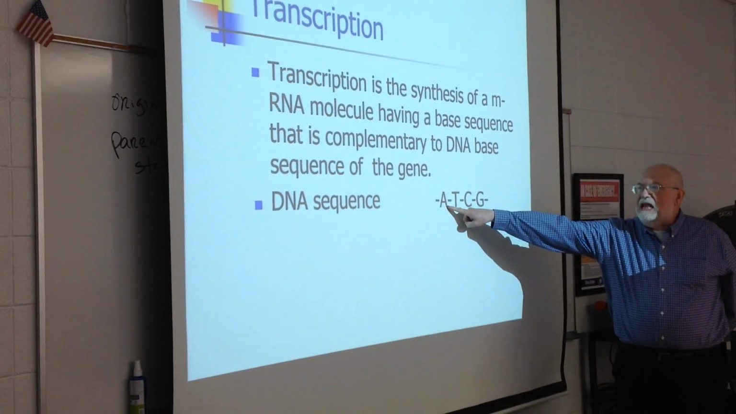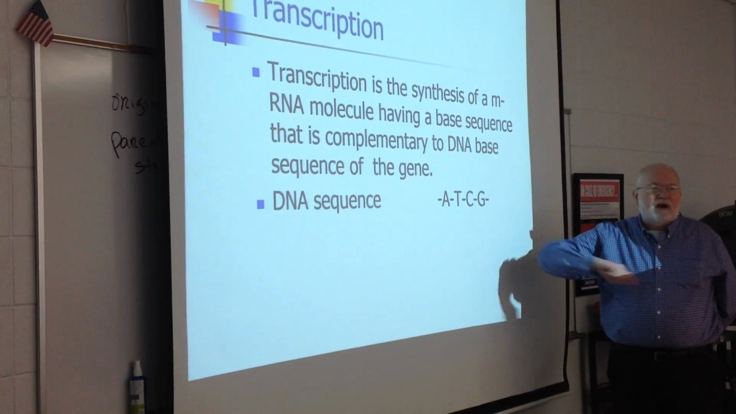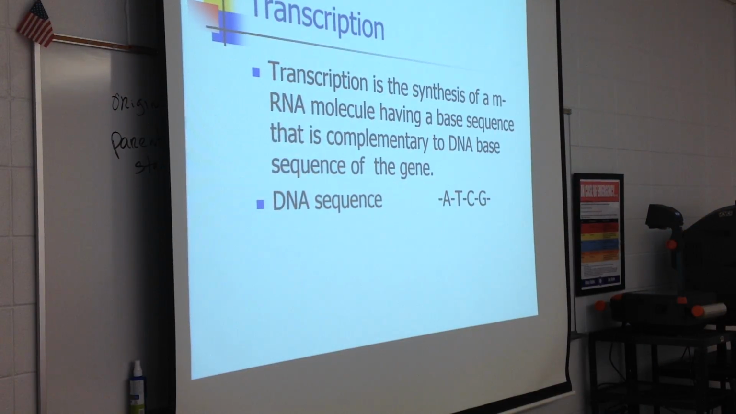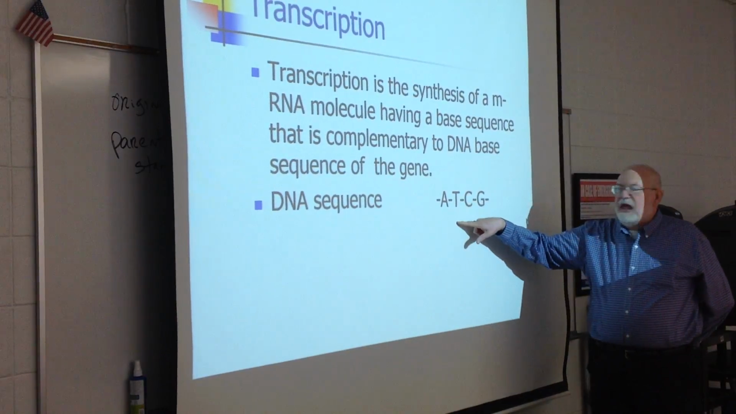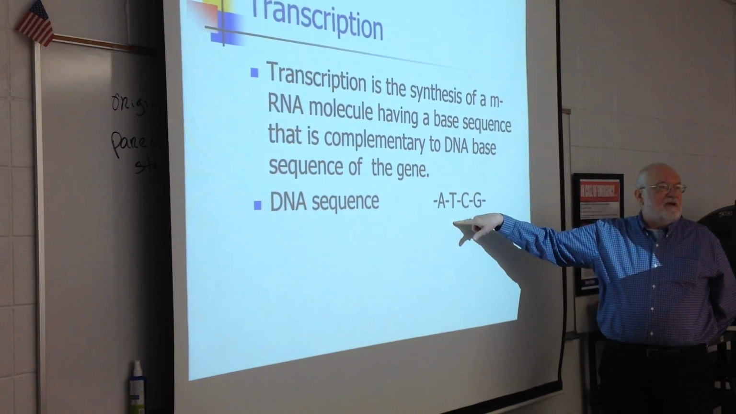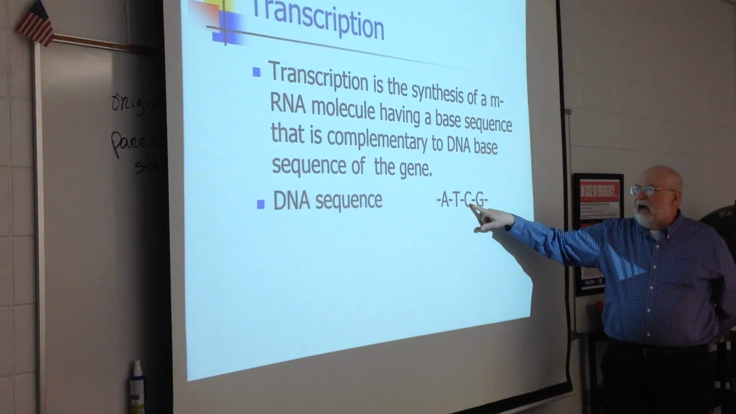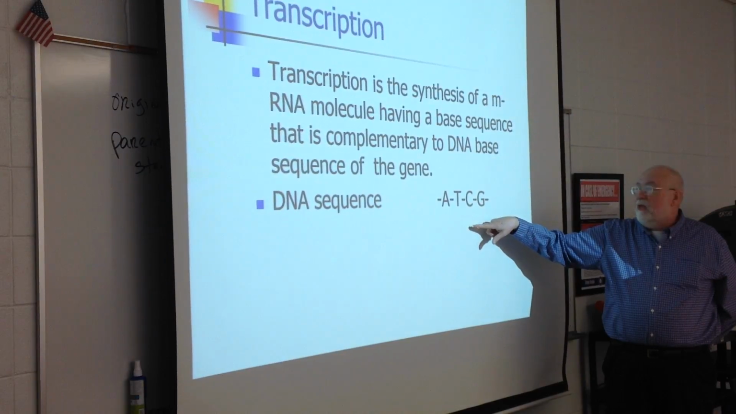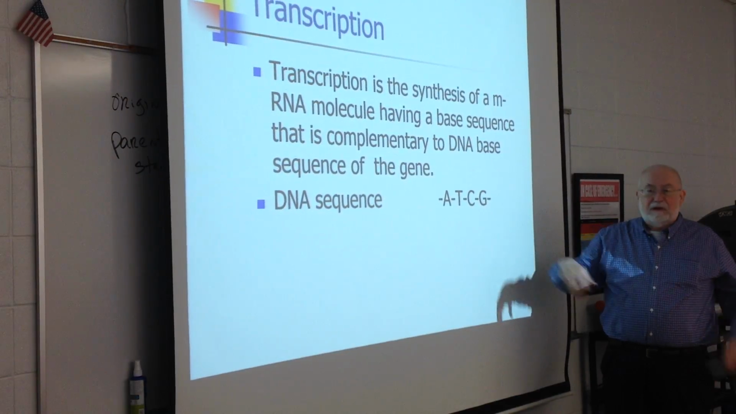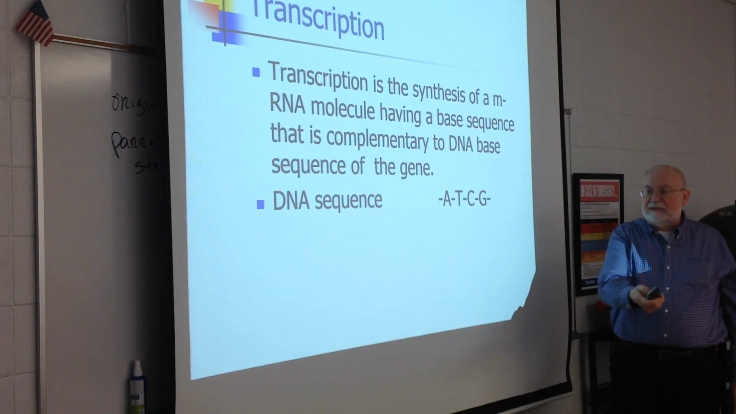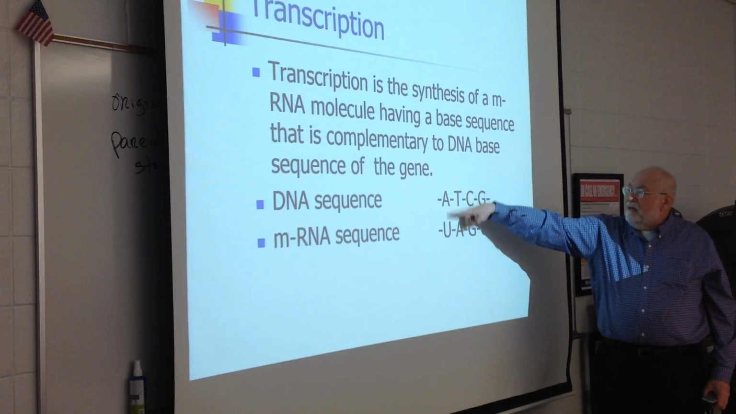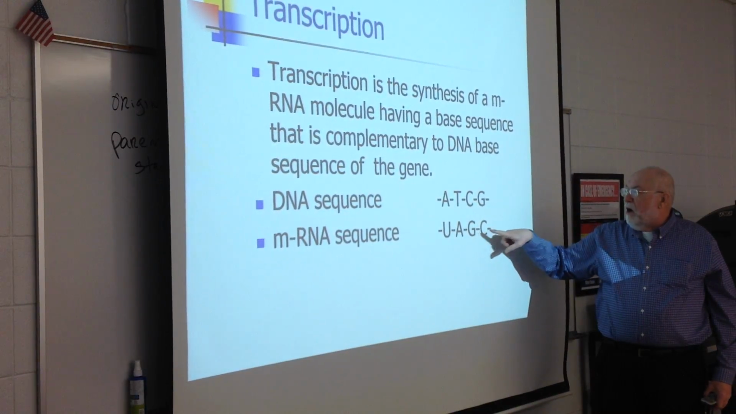Well, remember, adenine on DNA would pair with what on RNA? Uracil, U. Thymine on the DNA would pair with what on the messenger? Adenine. Cytosine on the DNA would pair with a guanine on the messenger. And guanine on the DNA would give us a cytosine on the messenger RNA. And so, here we go. Uracil, adenine, guanine, cytosine.